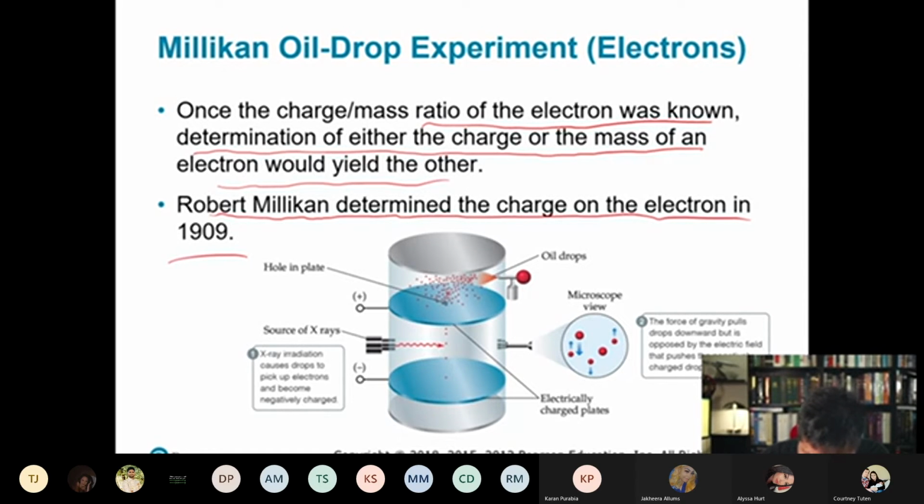Inside this chamber, at the very top, he had oil being sprayed into the top of the upper chamber. And there's this hot plate here, so it's heating up the particles of oil. And then you have the top part right here charged positive, and the bottom part of the chamber charged negative, right?